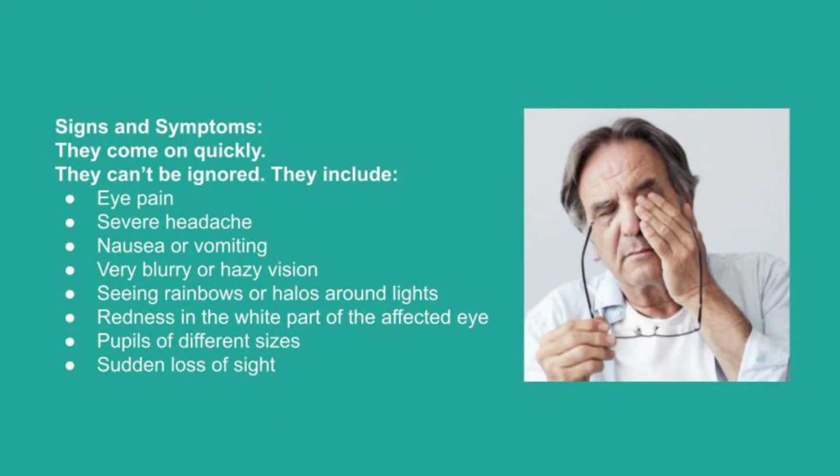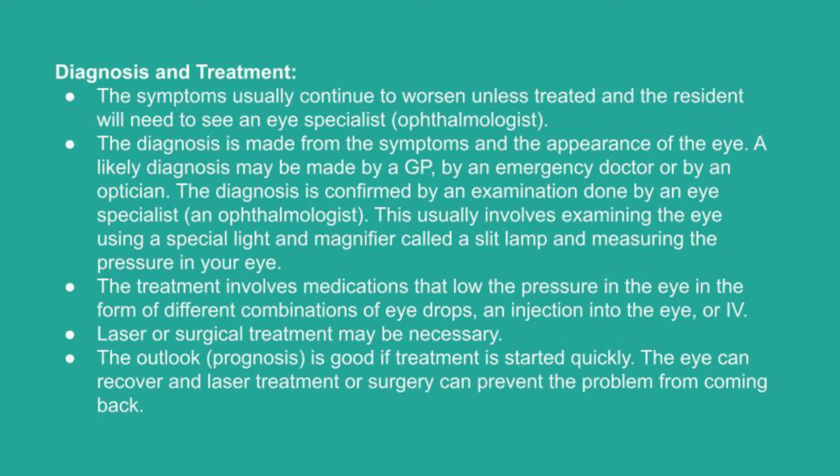Signs and symptoms come on very quickly and they can't be ignored. They include eye pain, severe headache, nausea or vomiting, very blurry or hazy vision, seeing rainbows or halos around lights, redness in the white part of the affected eye. The pupils can be of different sizes. There can be a sudden loss of sight. Symptoms will continue to worsen unless treated, and the resident will need to see an eye specialist or an ophthalmologist.